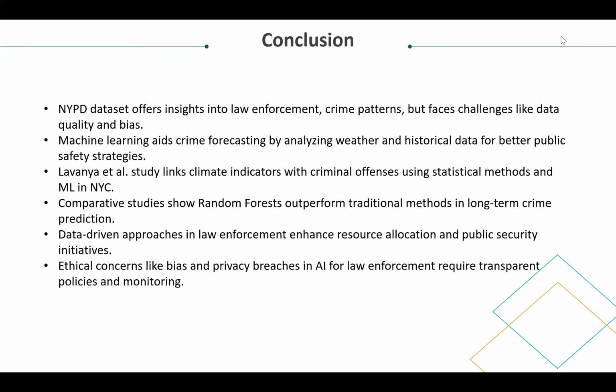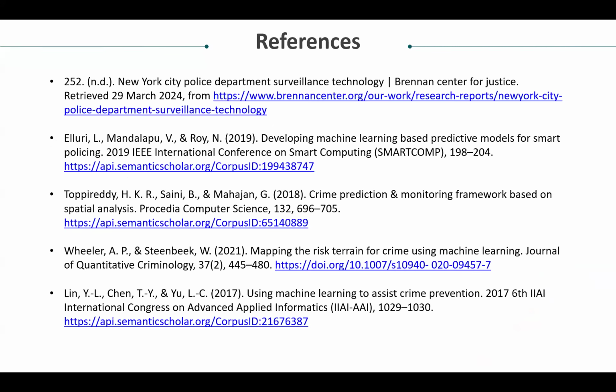Some ethical considerations address bias and privacy breaches associated with AI in law enforcement, emphasizing the importance of transparent policies and ongoing monitoring. And key takeaways: the NYPD dataset and machine learning technologies offer significant potential for improving public safety. Continued research and development are essential for addressing challenges and maximizing the benefits of data driven approaches in law enforcement. Ethical considerations must be prioritized to ensure fairness, transparency, and accountability in the use of AI technologies.